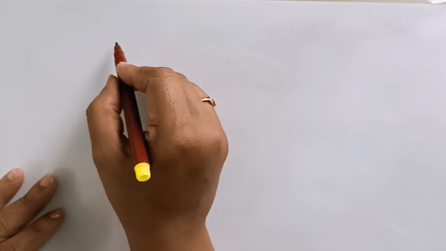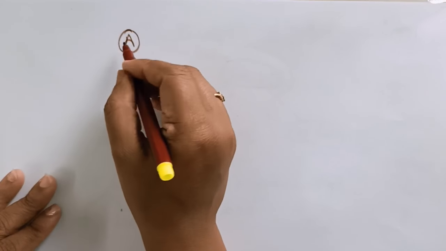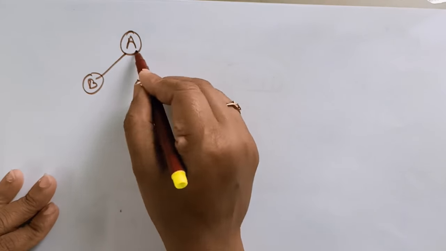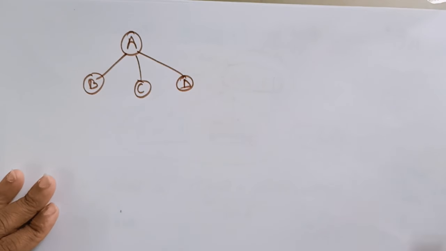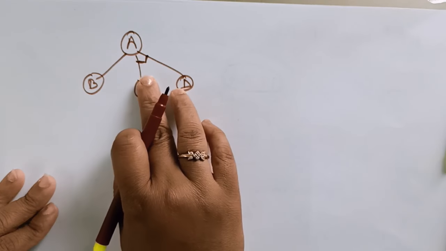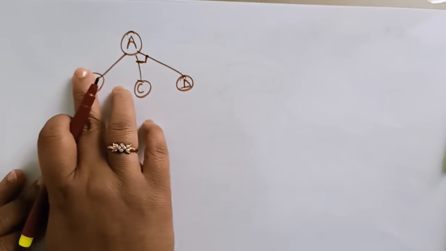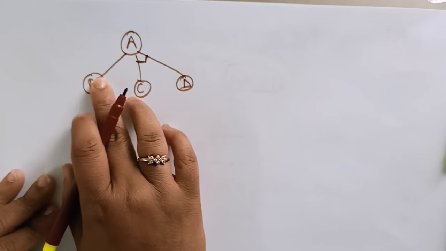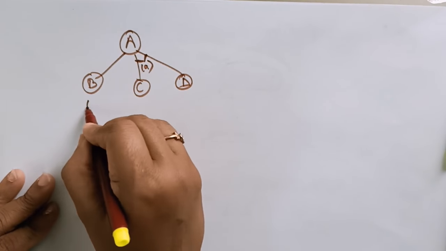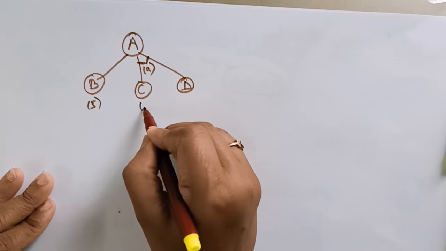Let me explain with an example so that you will be very clear about what the AO star algorithm is. In a simple way, I'll take a simple example. A, B, C, D have these values. Here this is an AND symbol, because this is an AND OR graph. Here this heuristic value is 9, that value is 5, and let me take 3.